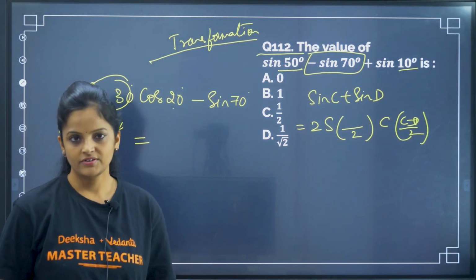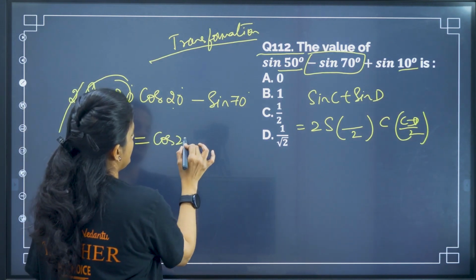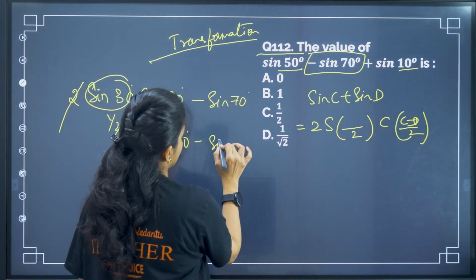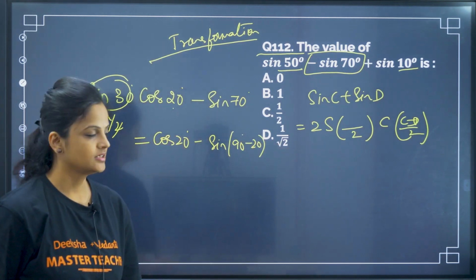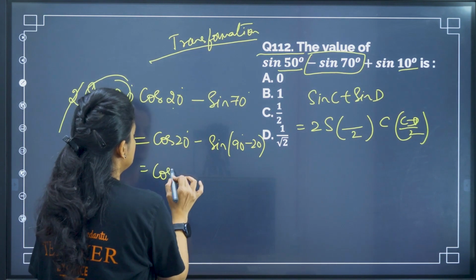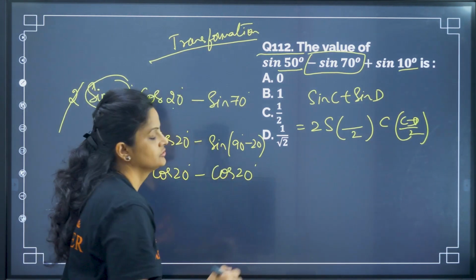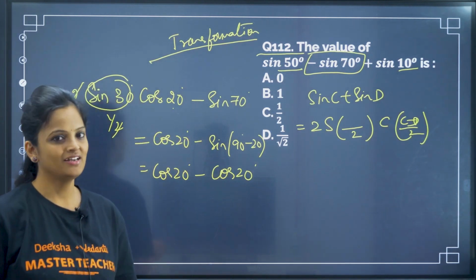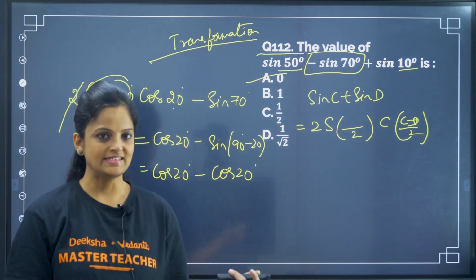I don't know what is sin 70. I don't know what is cos 20. But still, I know allied angles. 90 minus 20 will be sin 70. And 90 makes this sin as the cos. So that will be cos 20. Cos 20 minus cos 20. So after doing all this, I came to know that the answer is 0.